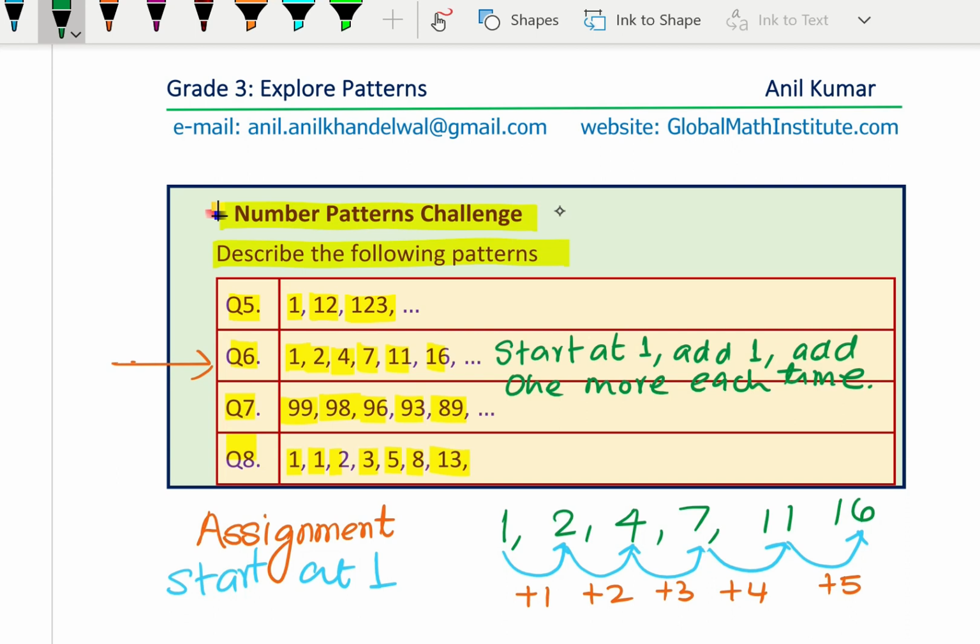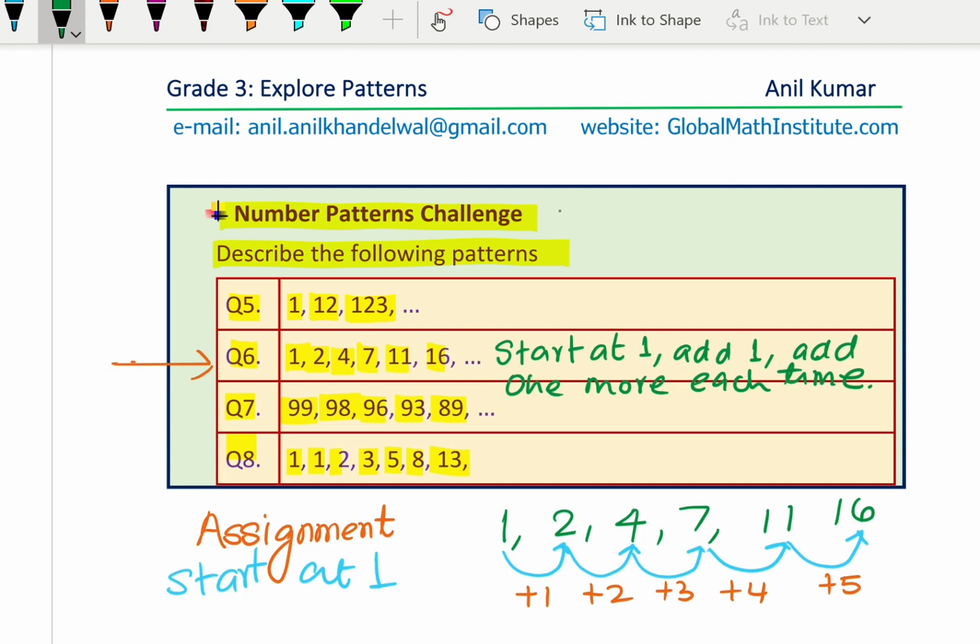Now in the other questions, 99, 98, 96, we are decreasing by a different number each time. Now you get the idea. So take your time to describe these patterns and then submit your assignment. Once you submit your assignment, I will provide you with the corrections and the correct solution also.